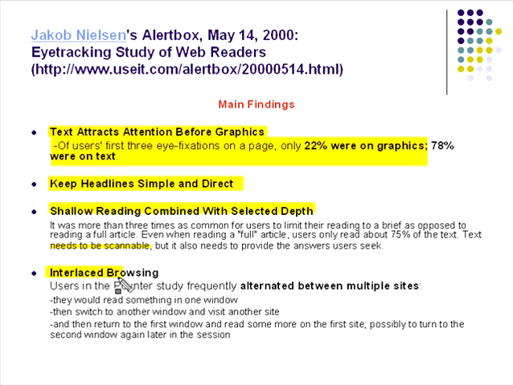And he also found interlaced browsing, meaning that the users in this study frequently alternated between multiple sites. They would read something in one window, then switch to another and visit another site, and then return to the first window and read some more first if possible before they turn to the second window. Now, all these are studies that give us results in how people actually behave when they come to our website, how they use the web. And we need to be able to use all of these facts in order to better improve our conversion rate.